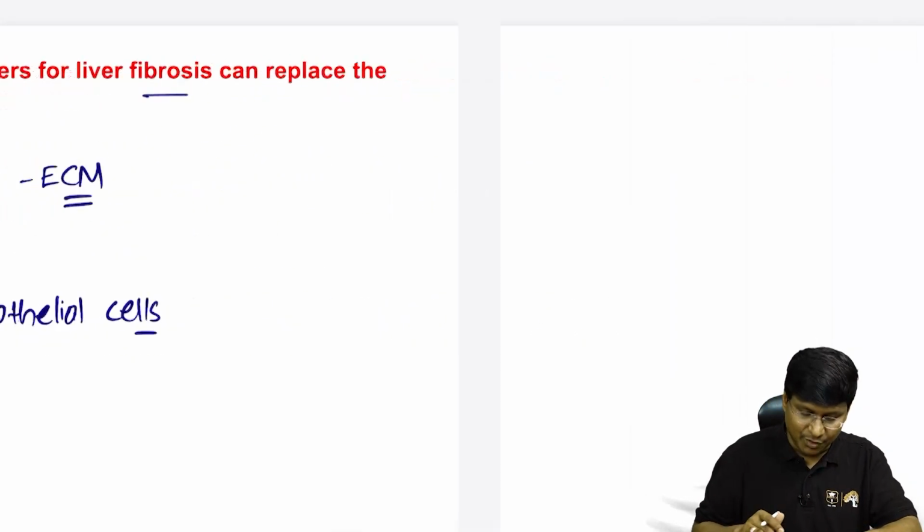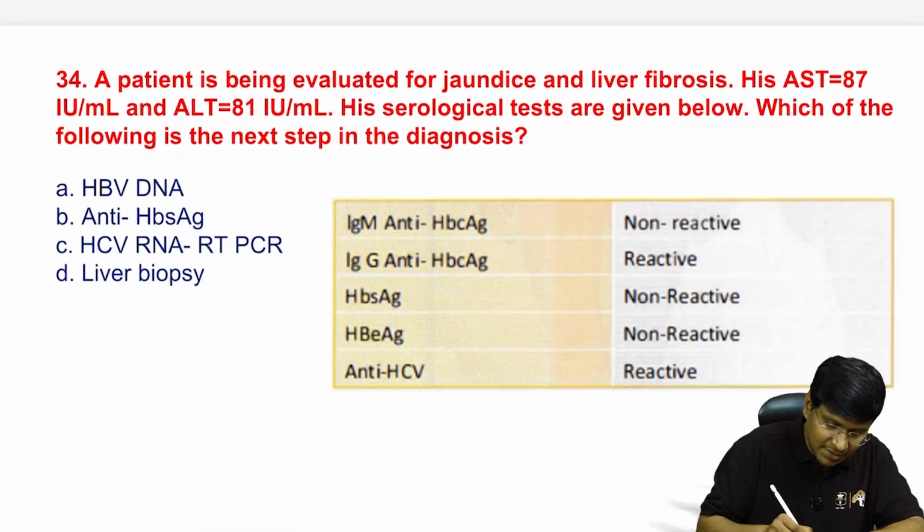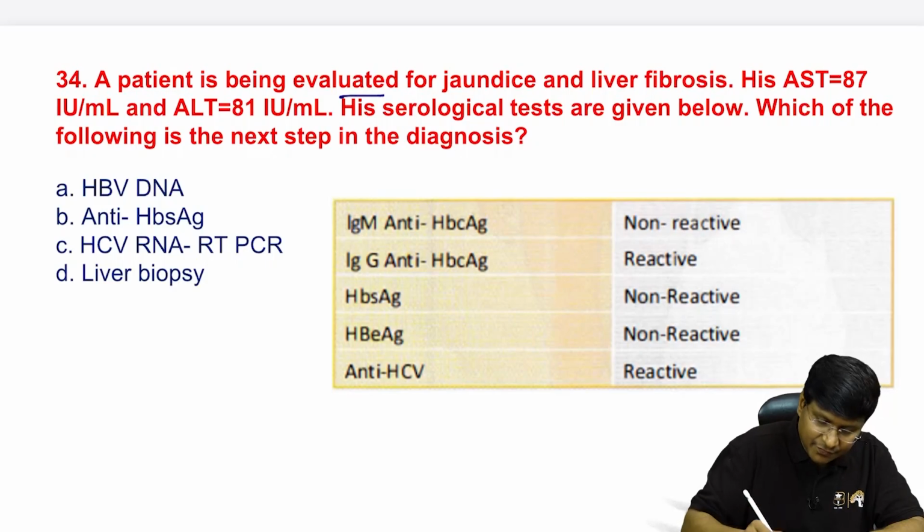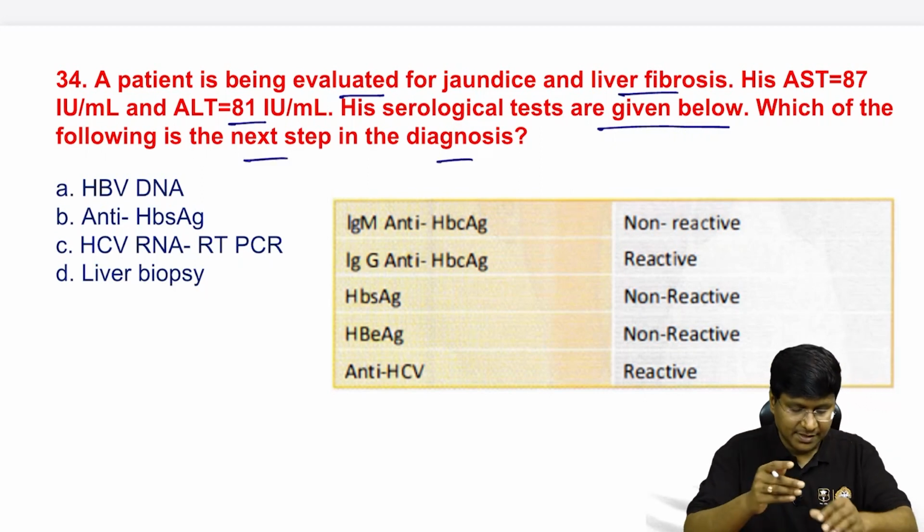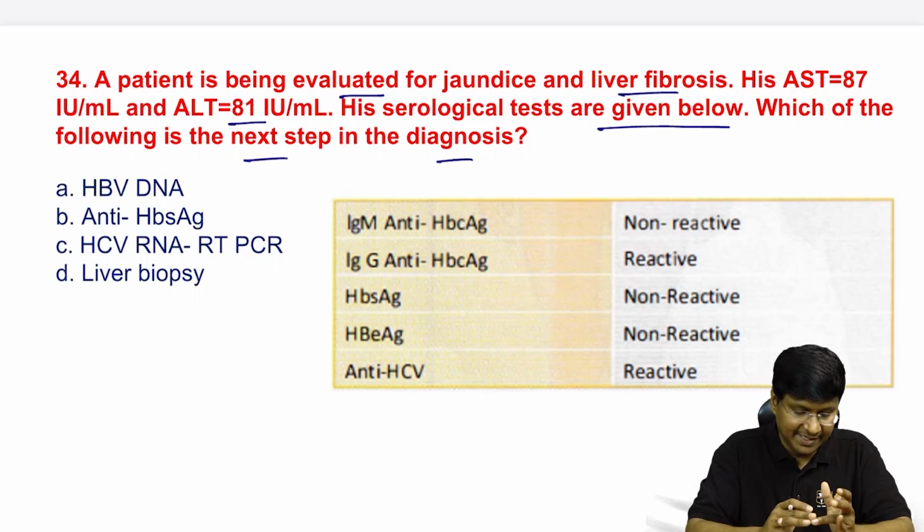And you see the next important question. A patient is being evaluated for jaundice and liver fibrosis. His AST is 87, ALT is 81. His serological tests are given below. Which of the following is the next step in the diagnosis? The options are HBV DNA level, anti-HBsAg, HCV RNA RT-PCR, then the liver biopsy.